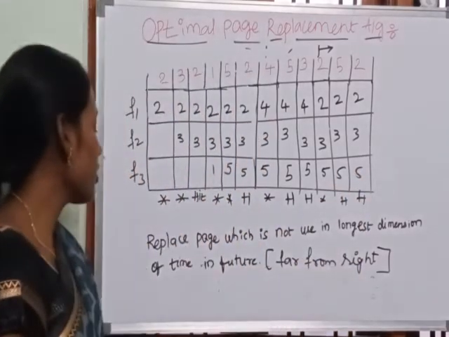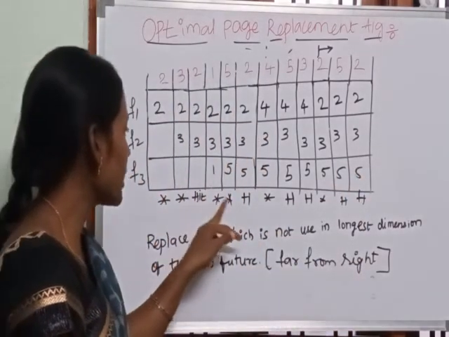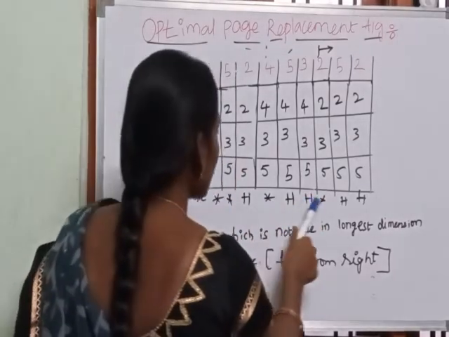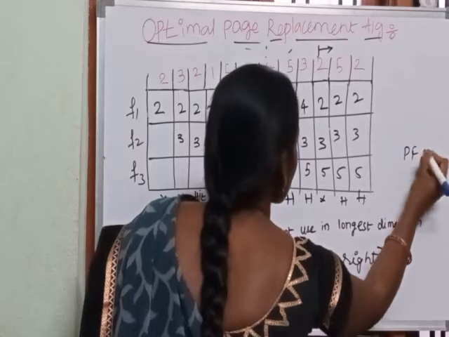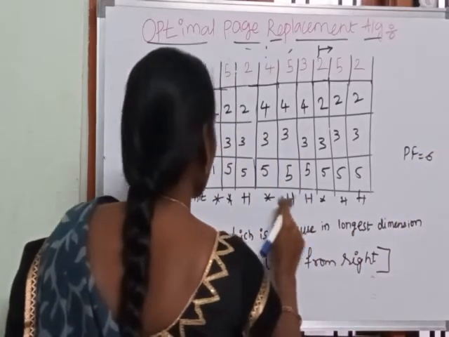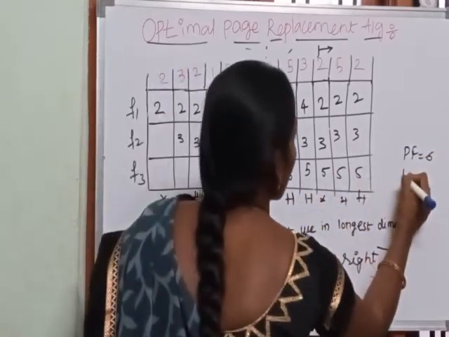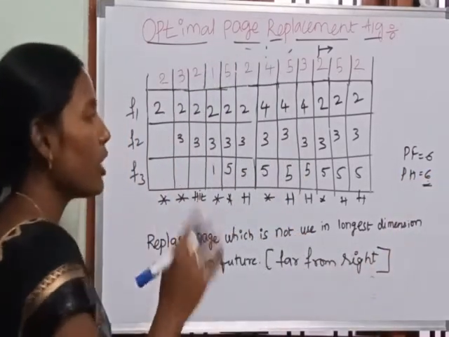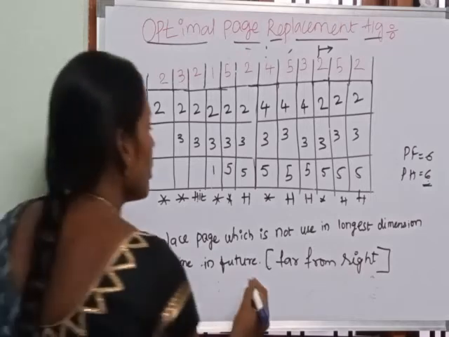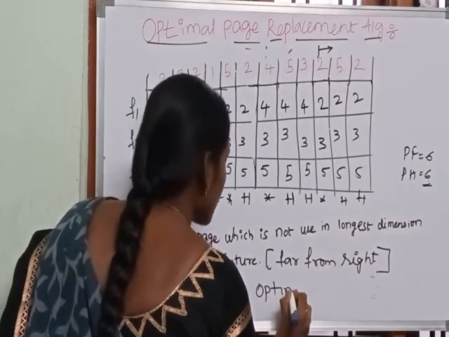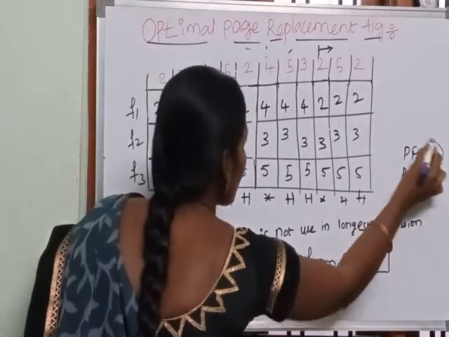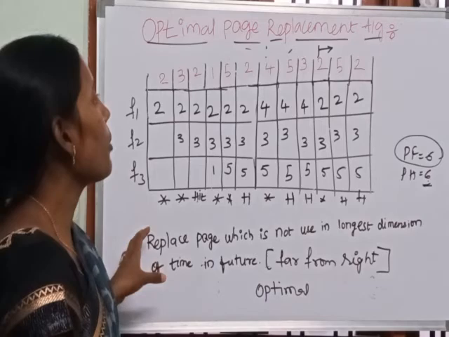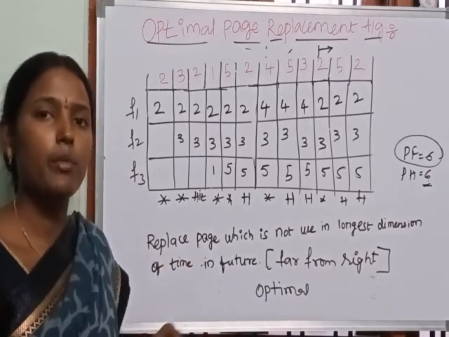So here how many page faults do we have? 1, 2, 3, 4, 5, 6. Page faults are 6, and page hits are 6. So out of all three page replacement algorithms, the optimal page replacement algorithm is the best algorithm due to the smaller number of page faults. Clear? So this is about the optimal page replacement algorithm. Thank you for watching.